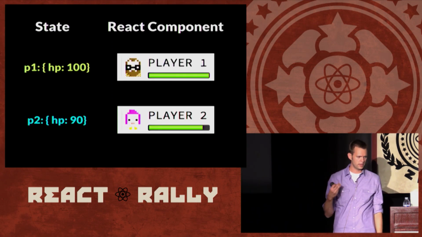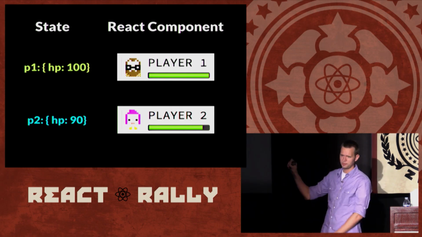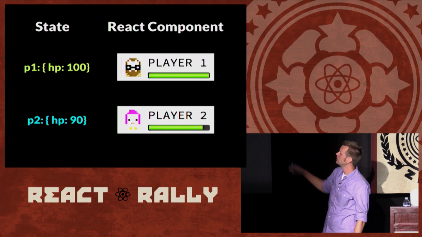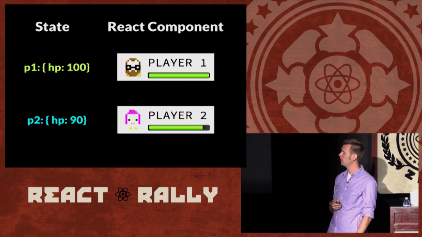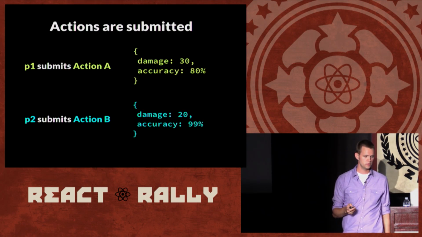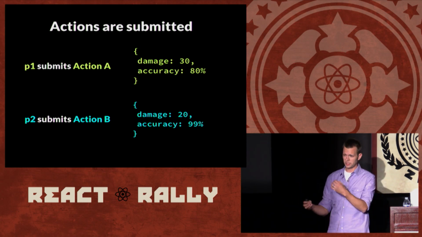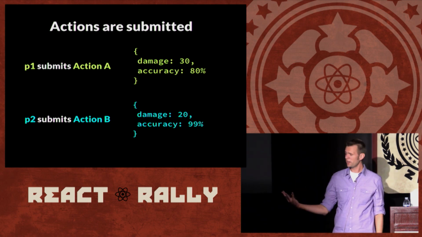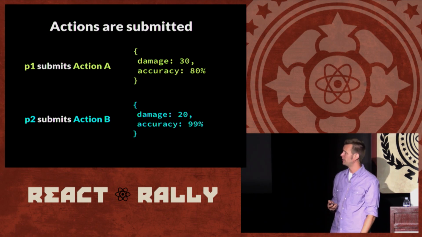Well, imagine we have 2 players in application state. We'll say player 1, player 2, and we can represent an HP value, which stands for health points, using these life bars. And these would be rendered with React, taking in that value of HP. So player 1 starts with HP of 100, player 2 starts with HP of 90. We'll submit actions. So let's say player 1 submits an action A that does 30 damage, but it's only 80% accurate, while player 2 submits action B that does 20 damage, so less, but it's 99% accurate, so it's way safer that it's going to hit.